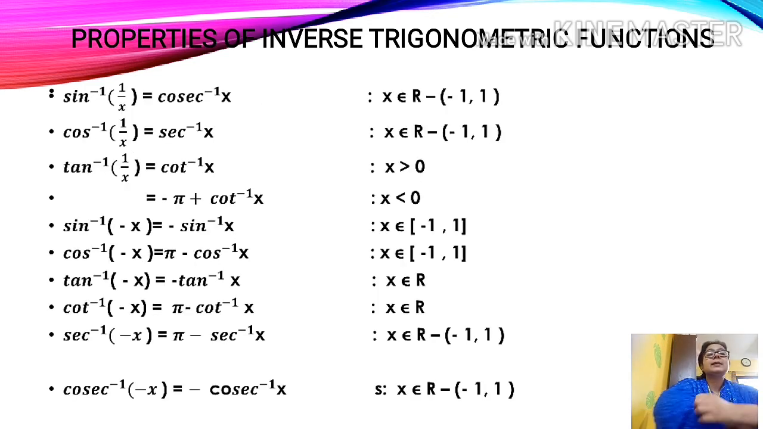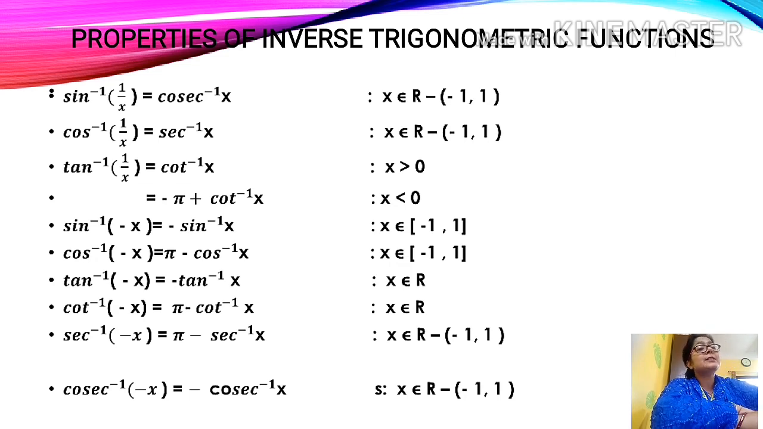Another property is sin inverse 1 by x, which we can write as cosec inverse x. Cos inverse 1 by x, we can write as sec inverse x. Similarly, tan inverse 1 by x is related to cot inverse x. So in this relation, you have to mention the range also.